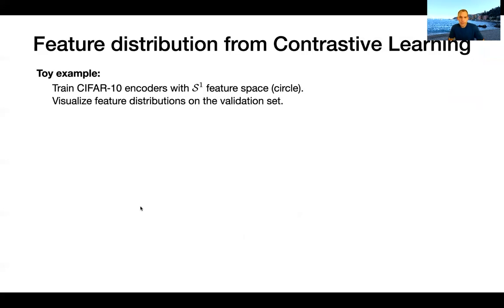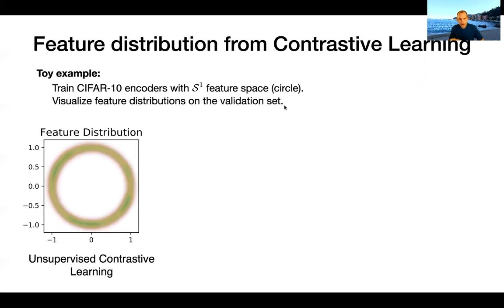So Tongzhou wanted to look at the geometry of the embeddings learned by contrastive methods. The first thing to note is that contrastive methods generally map to a normalized space. That means we're mapping to embedding vectors that lie on the surface of a hypersphere. So in a toy experiment, what he did is he trained encoders with a contrastive objective on CIFAR10 to map to a one-dimensional embedding space, in other words, to the surface of a circle.